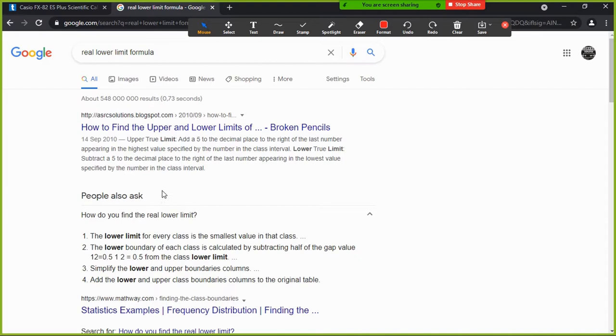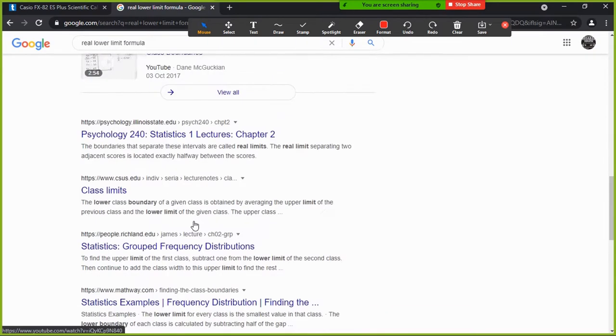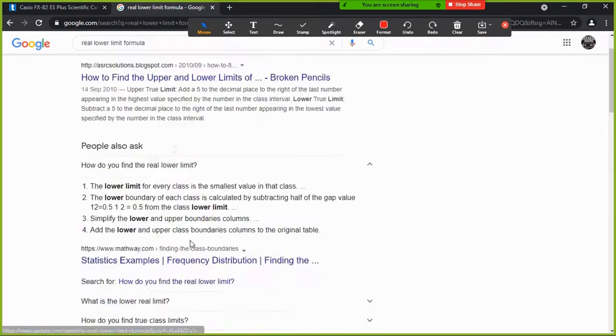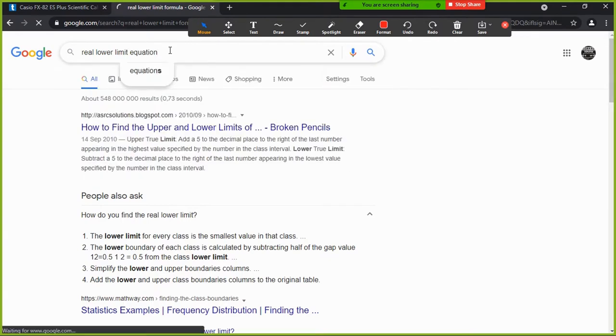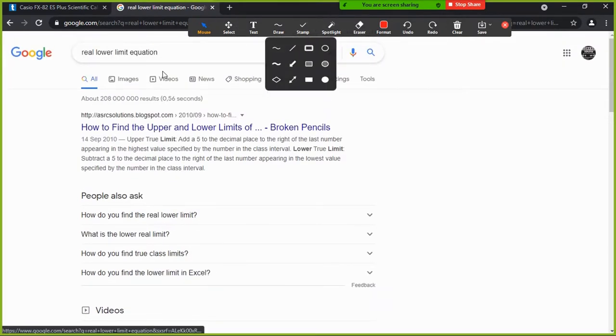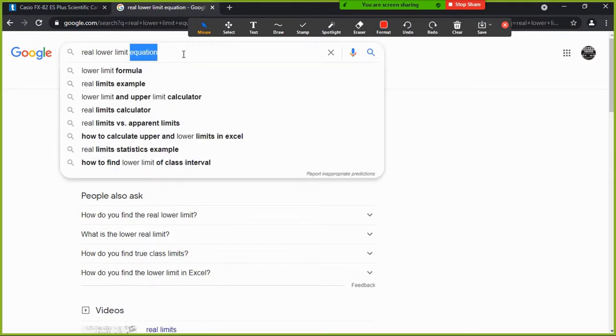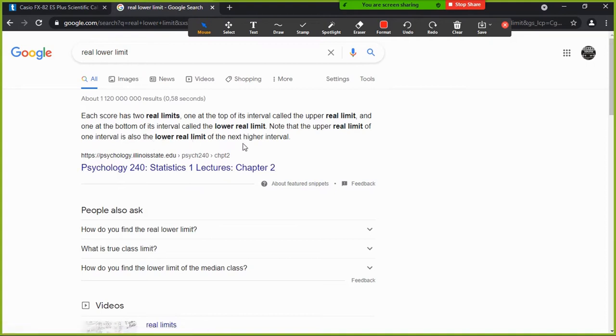So basically, there should be a formula for this, but that's not very helpful. Let's see if we can find something better, a formula for it. Real lower limit equation, let's try that. It should be in your textbook, then we don't have to use this. Let me just see. I'm sure I remember looking for something about it. I'm just looking in the textbook.